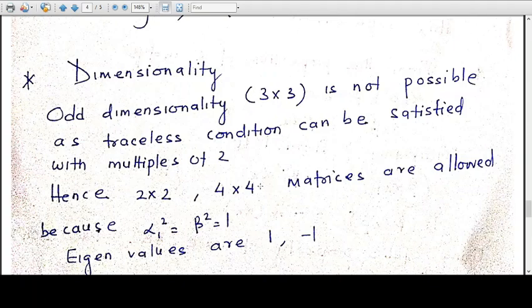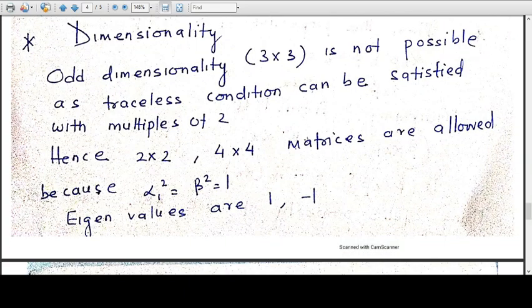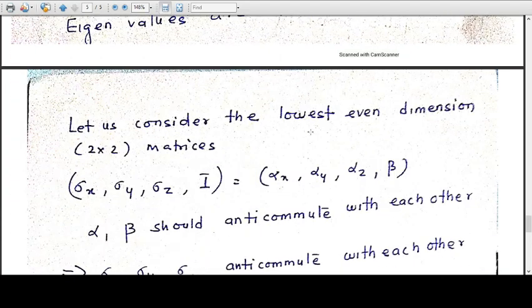The tracelessness condition is the basis of this deduction. So 2 into 2 and 4 into 4 matrices are allowed, because alpha square is equal to I, and beta square is equal to I. Eigenvalues are 1 and minus 1. When you add the numbers on the diagonal, you are not going to get 0 if there are 3 in number. But if there are 4 numbers, or 2 numbers, or 6 numbers, you will get the traceless condition.